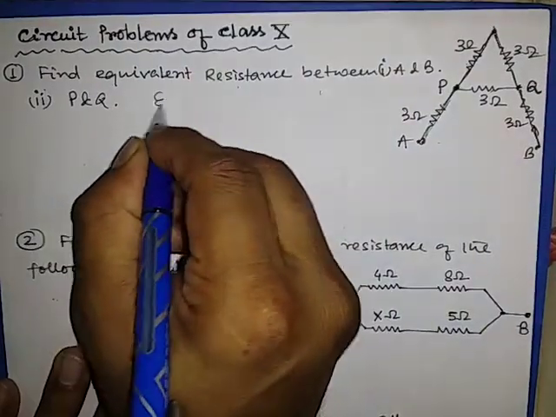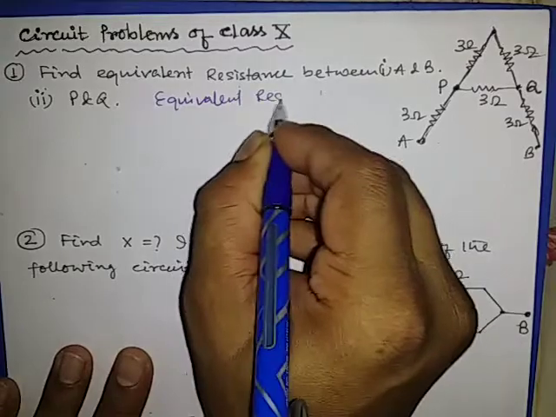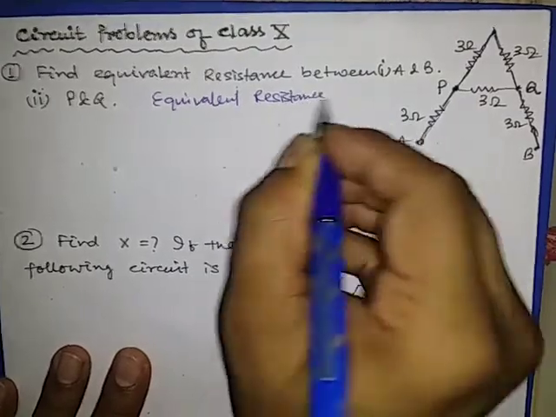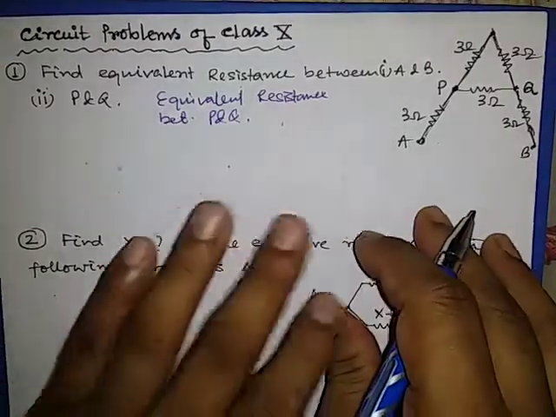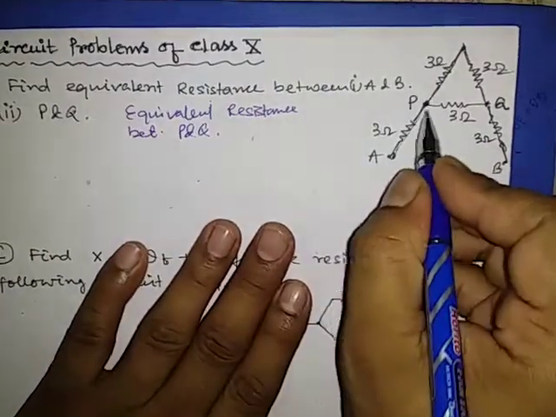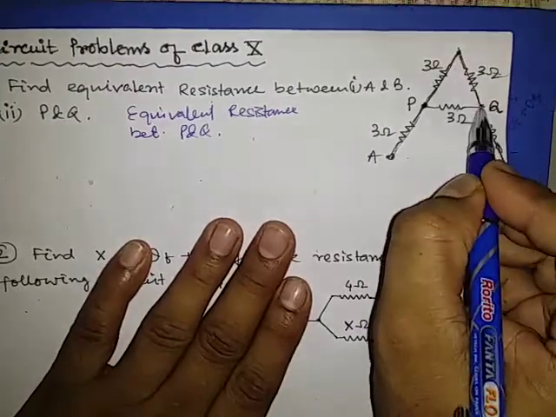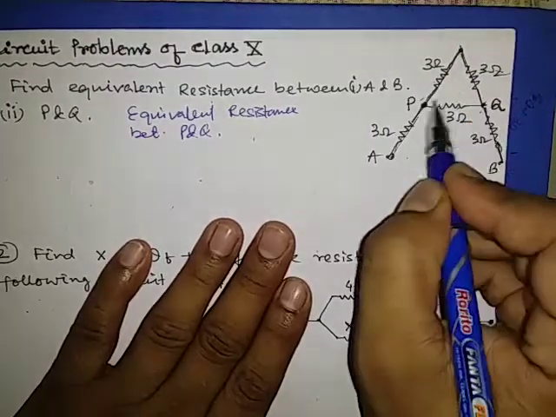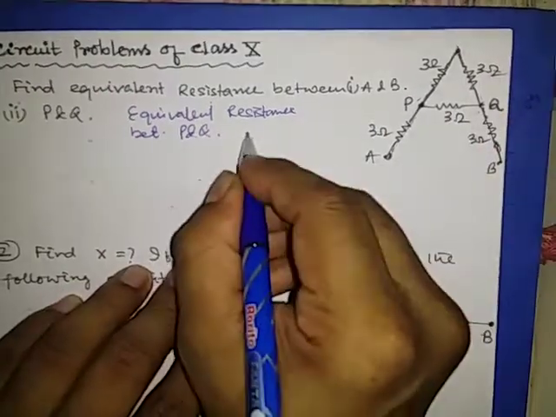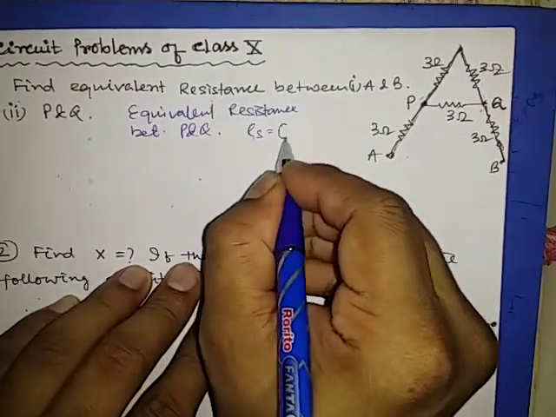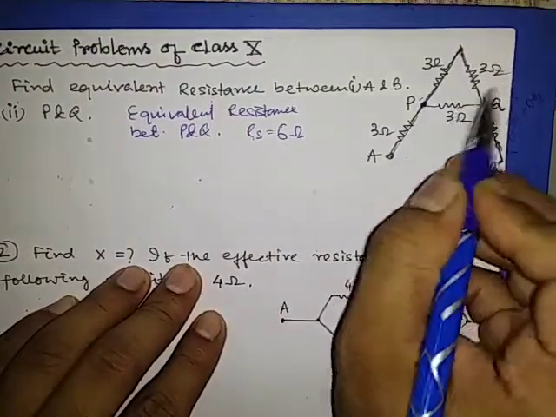So, the equivalent resistance between P and Q. See, it's very easy, students. Between P and Q, there are two 3 ohm resistors connected in series. So 3 plus 3, how much? 6. So R series here is 6 ohm, and this 6 is connected with 3 in parallel.